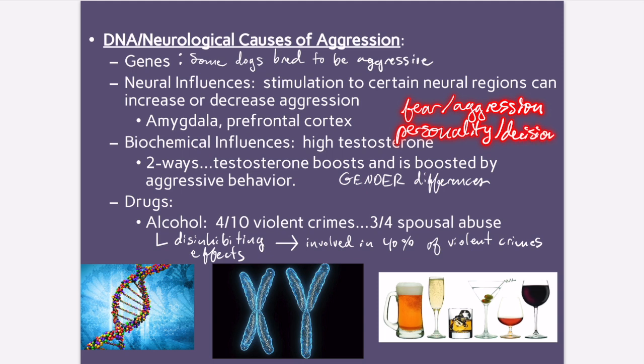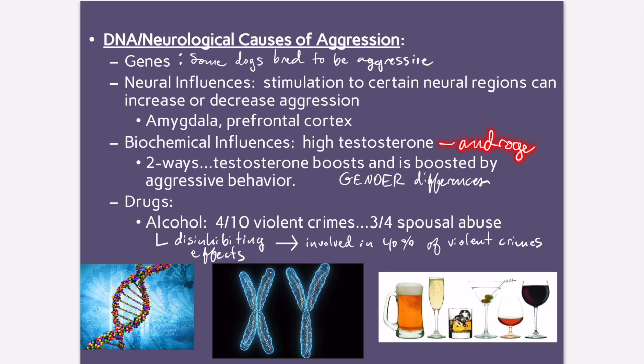Biological chemical influences. Testosterone, which is an androgen, a hormone that's produced in your endocrine system, especially as you go through puberty. High testosterone can increase aggressive behavior. So testosterone boosts aggressive behavior, and then aggressive behavior also increases the amount of testosterone. So this could be why there's a gender difference when it comes to aggression, where men are typically considered to be more aggressive than women. It could be a biological response to hormones.